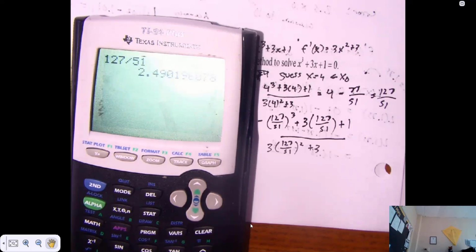127 over 51 is that. You got to be really careful when typing this all in a calculator. The numerator is x to the third plus 3x plus 1. It's got to be wrapped. Divided by the denominator, which is 3x to the second plus 3. And I got that.